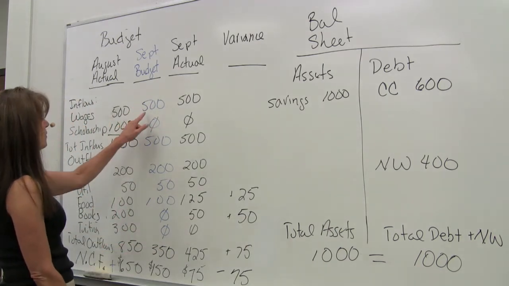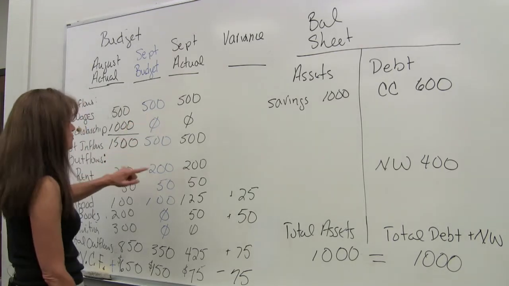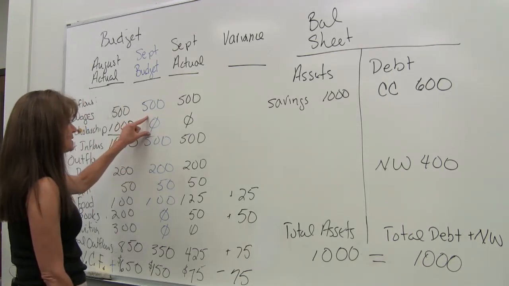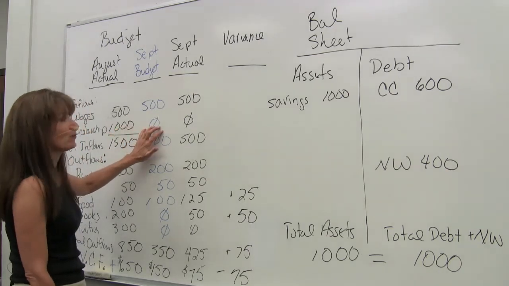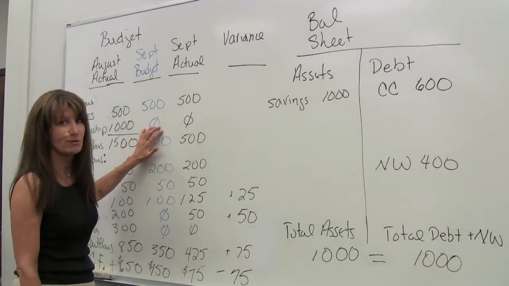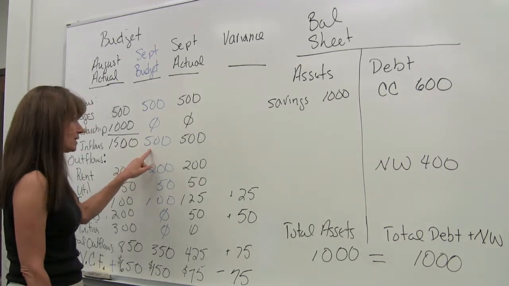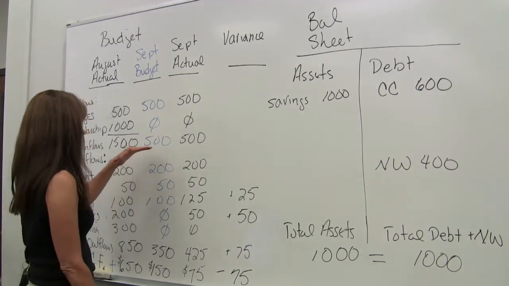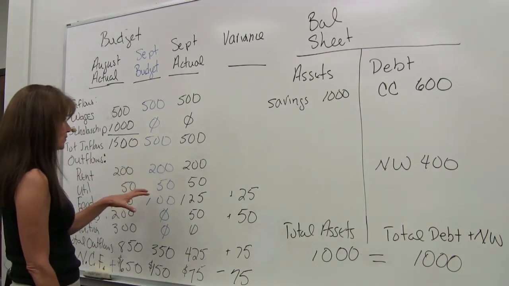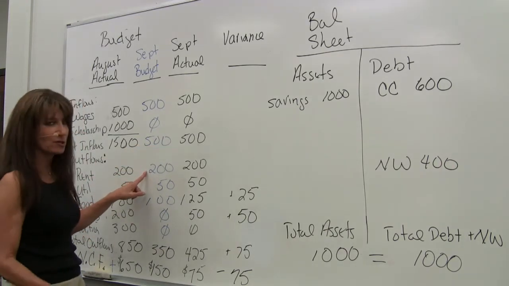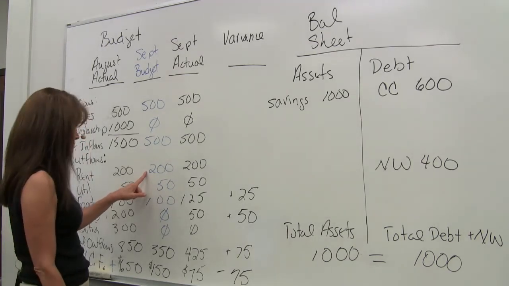So your wages, we're going to assume, are $500. You've got this scholarship, but it's a one-time deal. So that's not going to carry over into September. So we're going to put 0 there for our budget. So your budgeted inflows for September are $500. When you move down into outflows, we're still going to have the $200 in rent. That's usually a reoccurring expense.